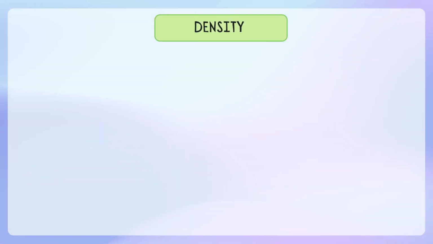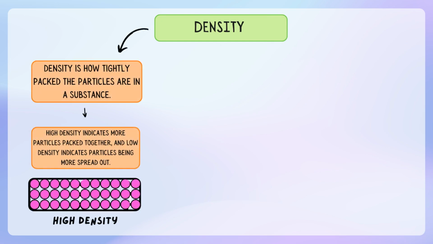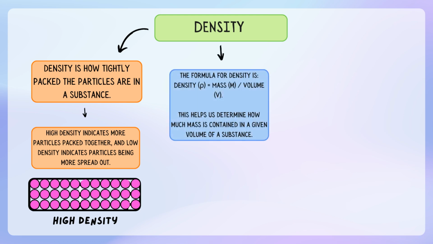Great work today. Here's a brief summary of what we covered. We discovered that density measures how tightly packed particles are in a substance, with high density indicating more packed particles and low density indicating more spread out particles. We then learned the formula for density, which is density equals mass divided by volume. This helps us determine how much mass is contained in a given volume of a substance.